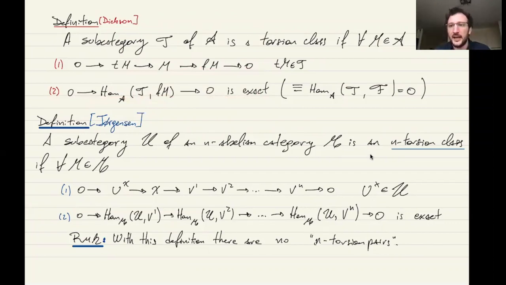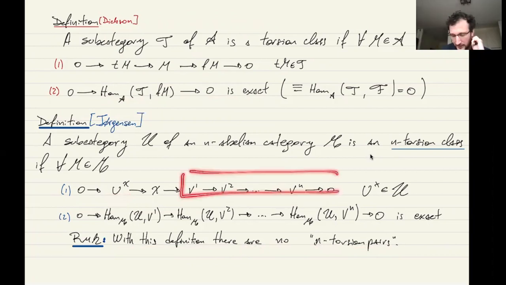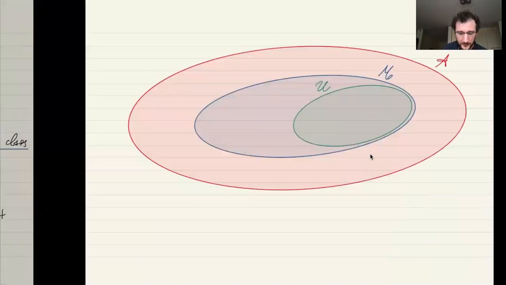However, one thing that happens in this context of n-torsion classes is that with this definition, there is no such notion as an n-torsion pair, because we have this asymmetry. So we have one object, one subobject, and then we have an n-cokernel. So it's way too long to be able to get a torsion-free class associated to this n-torsion class, right?